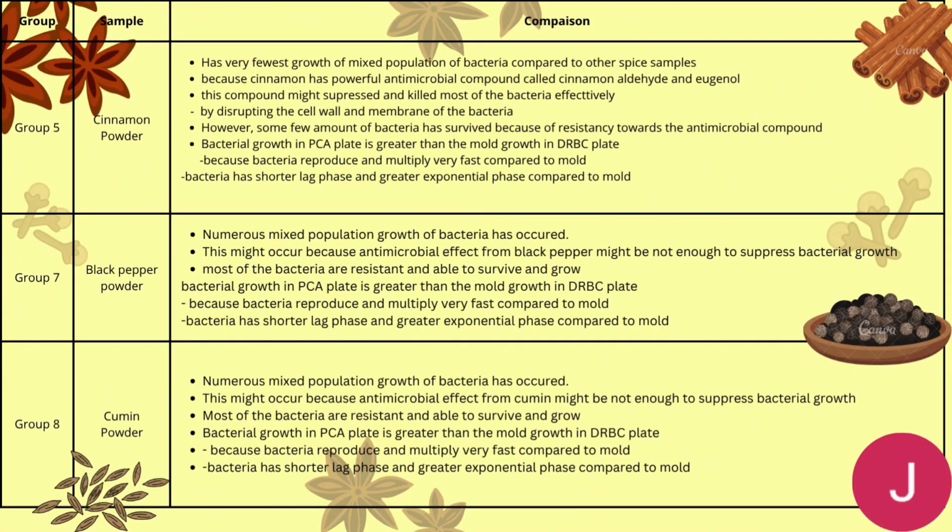Then group 7 with black pepper powder sample in the PCA plate has numerous mixed population growth of bacteria, and this might occur because the antimicrobial effect from the black pepper, which is the piperine compound, might not be powerful enough to suppress the bacterial growth and causes the bacteria to be resistant and able to survive.